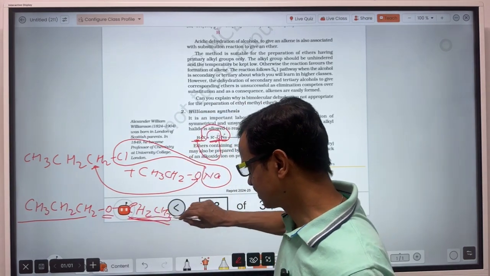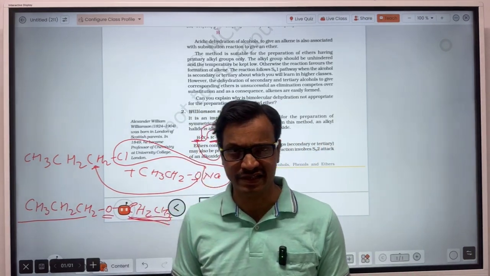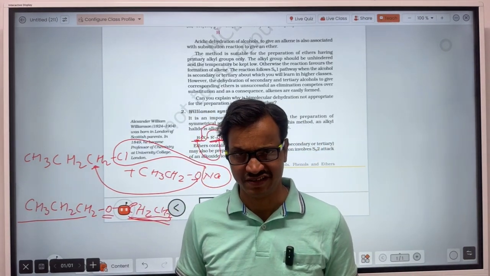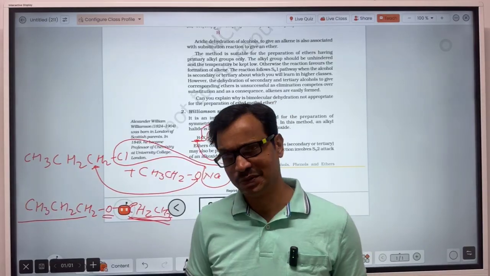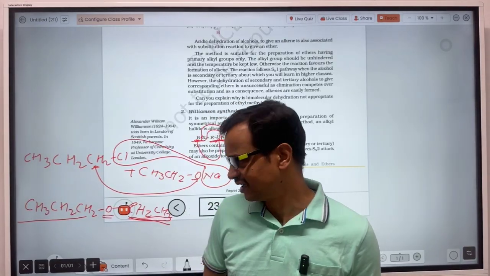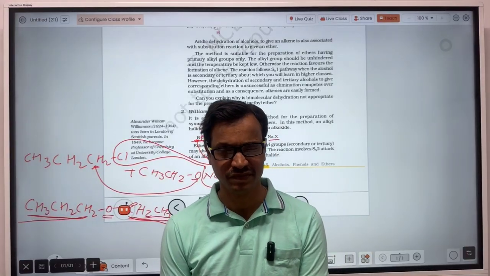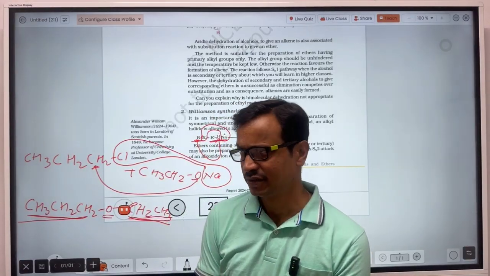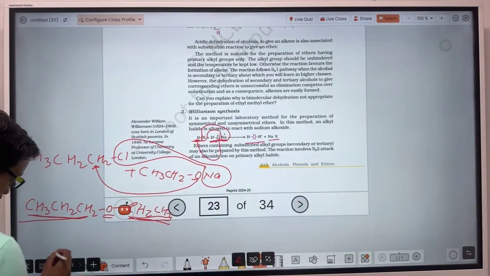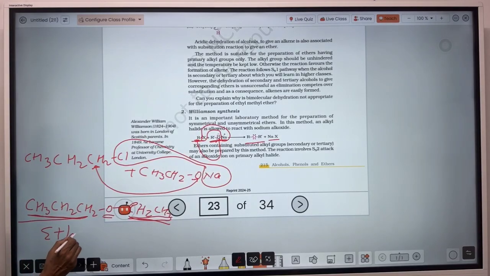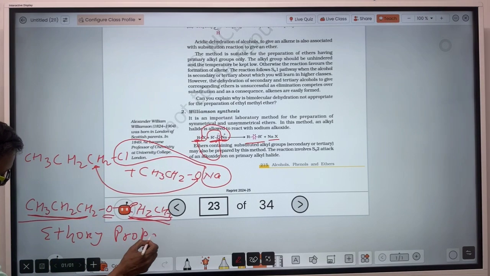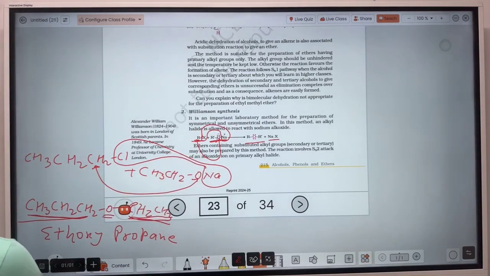For the smaller length carbon chain, we will write the word oxy. So it's ethyl, so we will say ethoxy. And for the lengthier alkyl group, we will write only the alkane. So its IUPAC name will be ethoxypropane. Okay, so that was about Williamson synthesis.